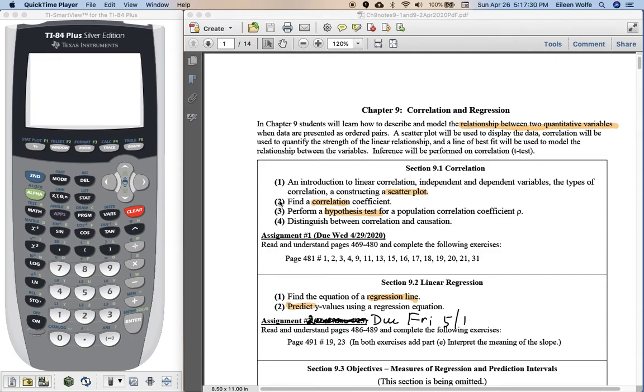Hey guys, this video is to cover section 9.1. It's all of pages 1 to 10. I've got the filled out notes open as well as my graphing calculator, so you should do the same.